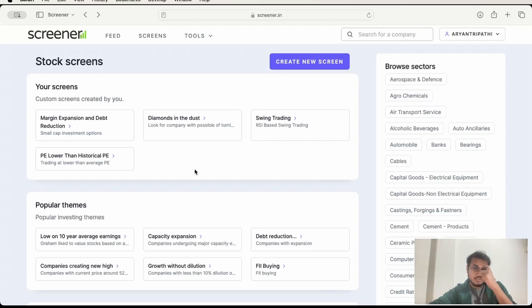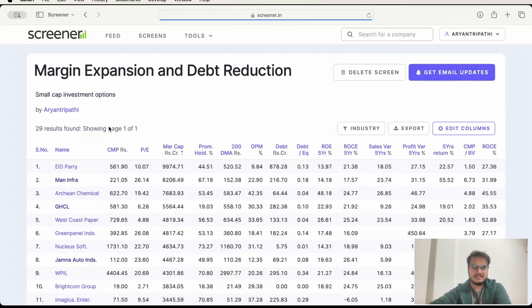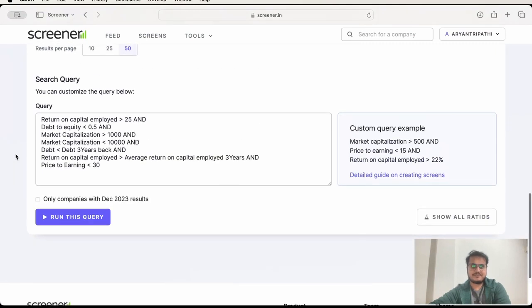So let's start with margin expansion and debt reduction. This is my primary stock filter these days. We got 29 results. I'll show you what I tried. I go into ROC greater than 25. Debt to equity ratio I prefer to be less than 0.5.